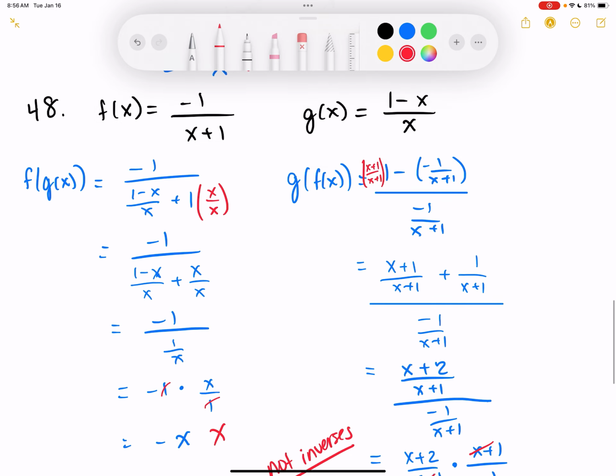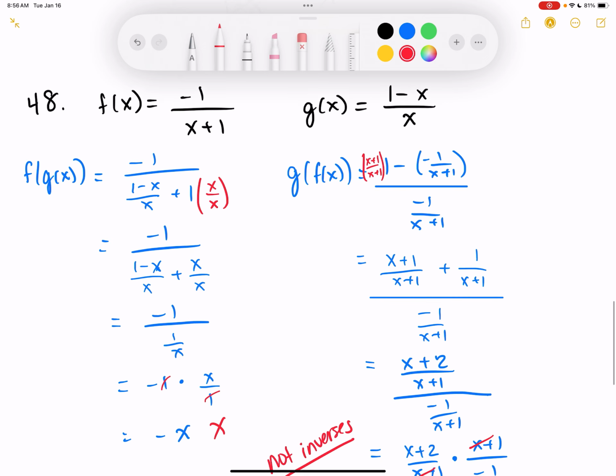So, f of g of x, we'll look at that one first. So I've got -1 over x plus 1. So where that x is, I have plugged in the 1 minus x over x. So then I now have that on the bottom. I need a common denominator here. So in this case, I just needed an x. So I just multiplied by x over x. So they give me that common denominator of an x on the bottom.